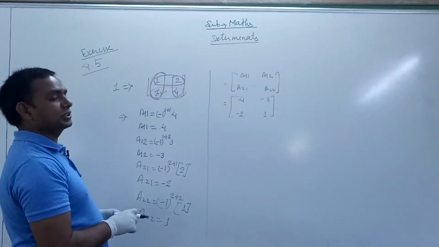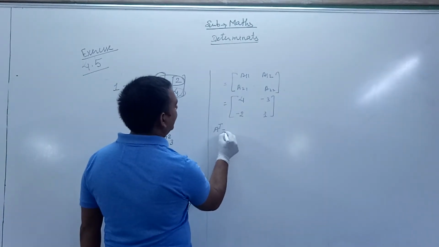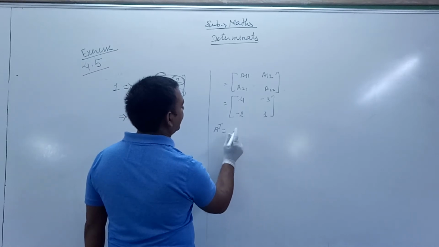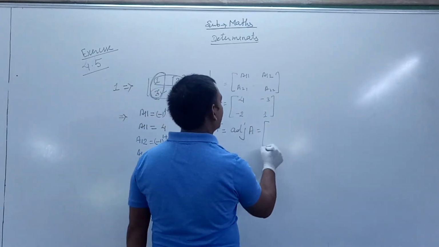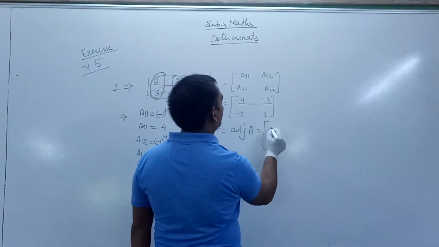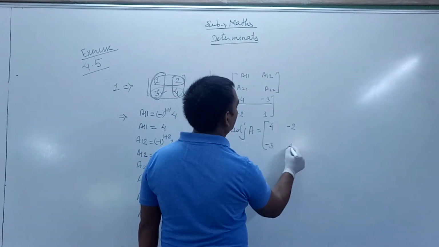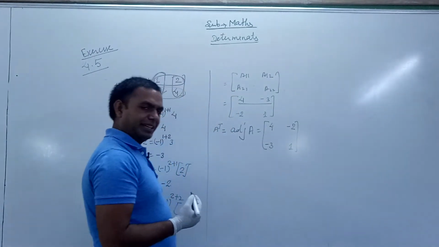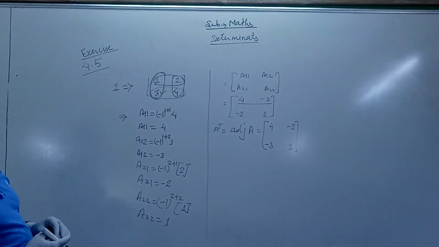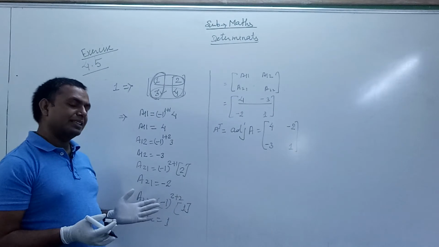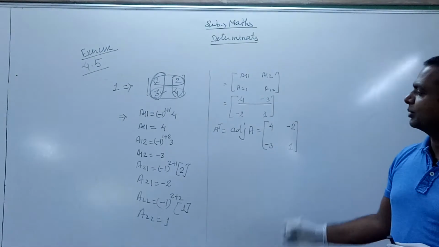After that you take the transpose. If we take the transpose, this is equal to adjoint of A. Here you convert rows into columns, so the elements are 4 and -3, and -2 and 1. This is the adjoint of A for the 2 by 2 matrix. So I think all of you understand. Similarly, if you have a 3 by 3 matrix, then you can also find the adjoint of A.